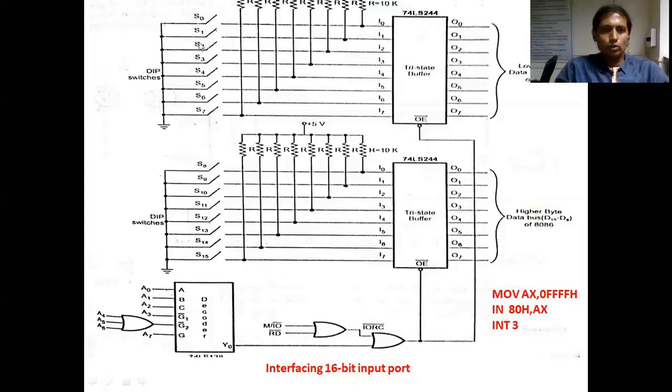For example, the processor wants to close all 16 switches. Then which data will it send? MOV AX, 0FFFFH. Then all 16 ones are there, and it will enable all the switches into closed mode. Then IN 80H, AX. What is the size of AX? 16 bits. So it will allocate the two locations 80 and 81. 80H is the address of the first buffer and 81H is the address of the second buffer. So now your processor is taking information from 80H, meaning buffer 1 and buffer 2. Like that we can interface 8086 with a 16-bit input port.